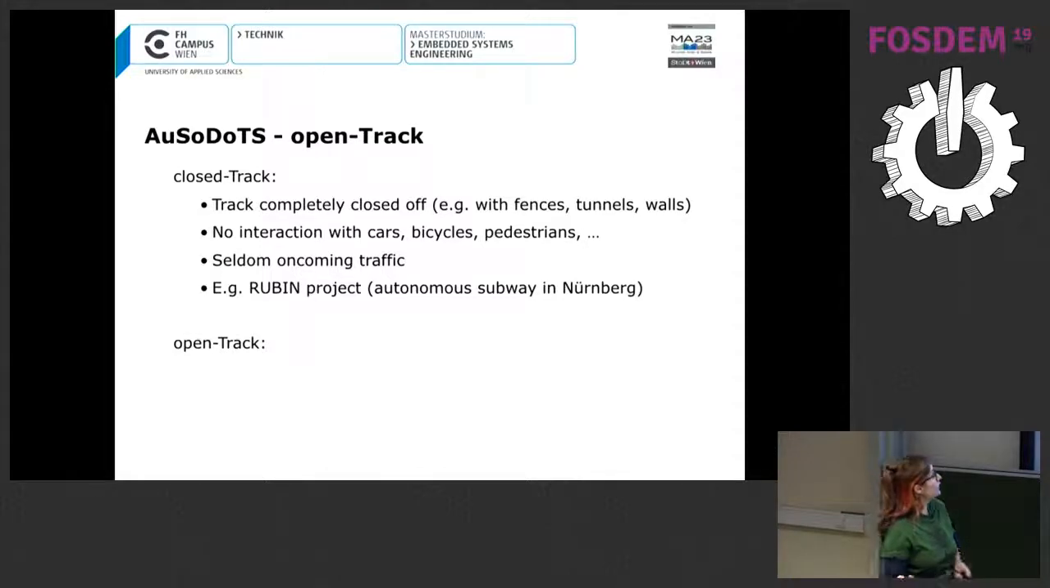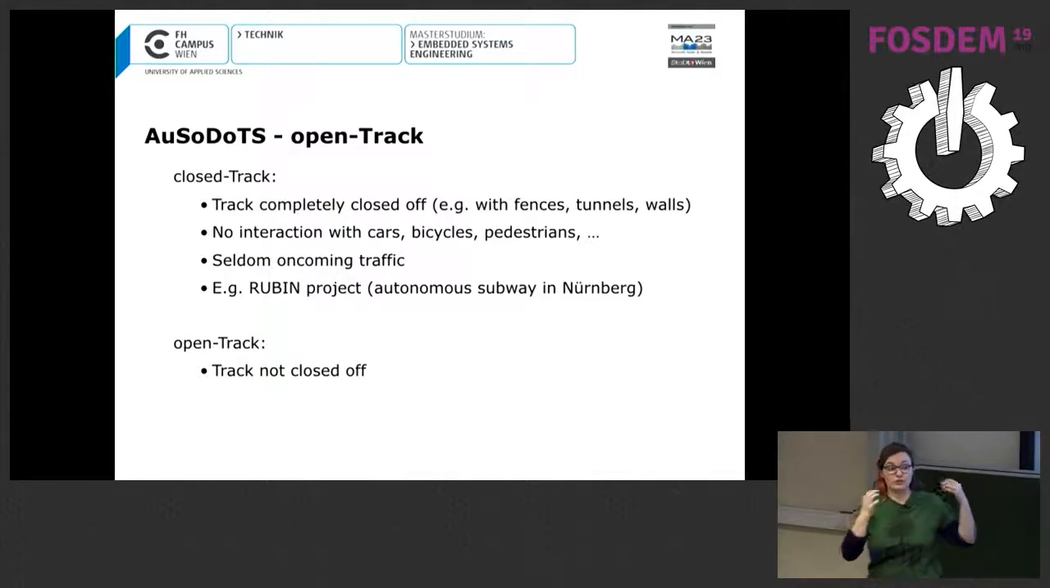Regarding open track systems, it's a bit different. The track is not closed off. So, for example, if the track is next to a forest and a tree falls down, you have to check if there is something on the track, or there could be a cow walking along your track and saying, oh, that's fine. That's a good place to stand and chew.